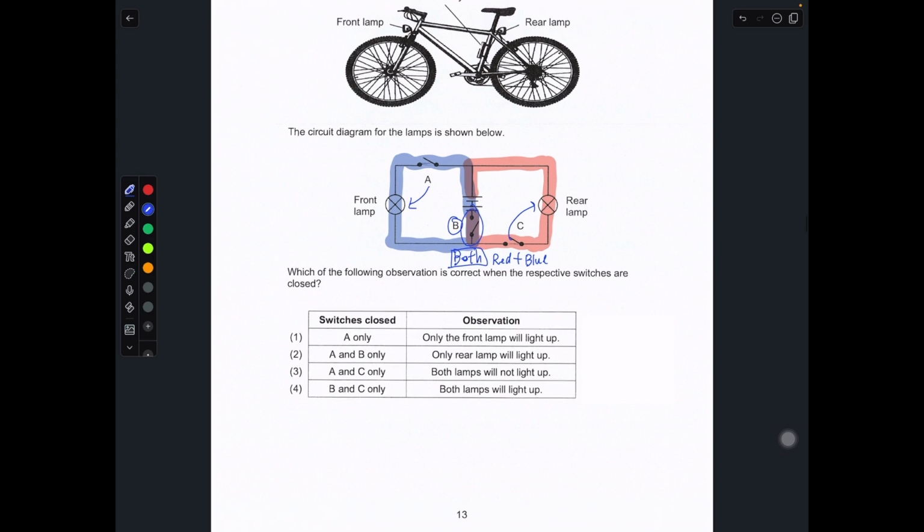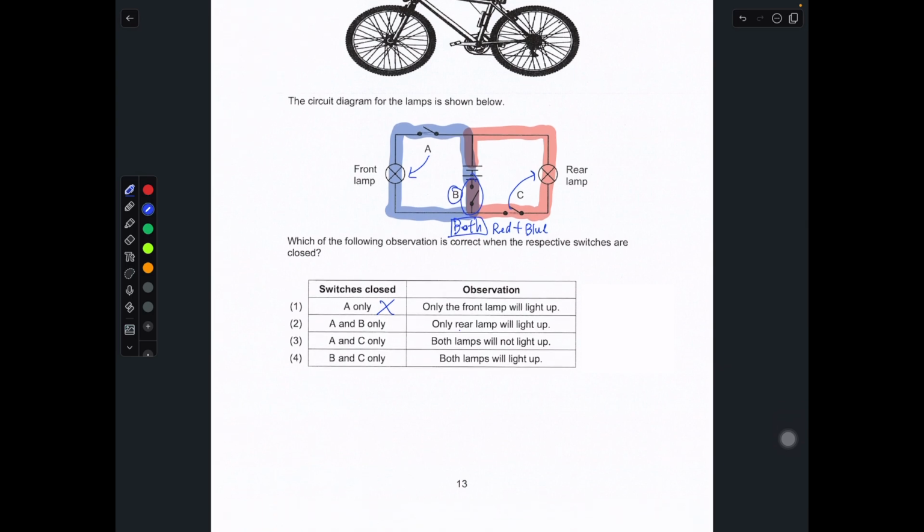Which of the following observations is correct? When A is closed, only the front lamp will light up. No. You need A and B to be closed together for the front lamp to light up. A and B, rear lamp lights up. No. A controls the front, not the rear. A and C, both lamps will not light up. Actually, this is correct because B must be closed for both of them to be lit up. So the answer is number 3.